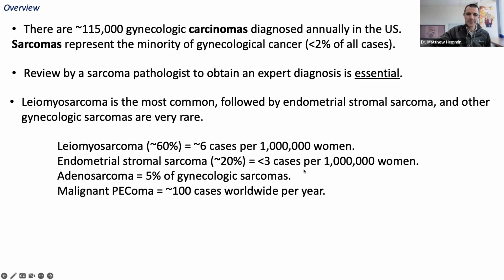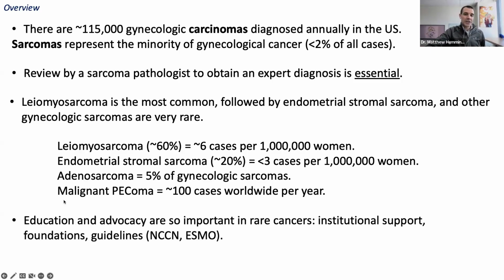3 cases per million. A few other subtypes: adenosarcoma is about 5% of gynecologic sarcomas, and then for malignant PEComas, there's about 100 cases worldwide per year. So it ranges from something that is relatively common in the sarcoma world, but uncommon thinking of cancer globally, to something like PEComa that is vanishingly rare.